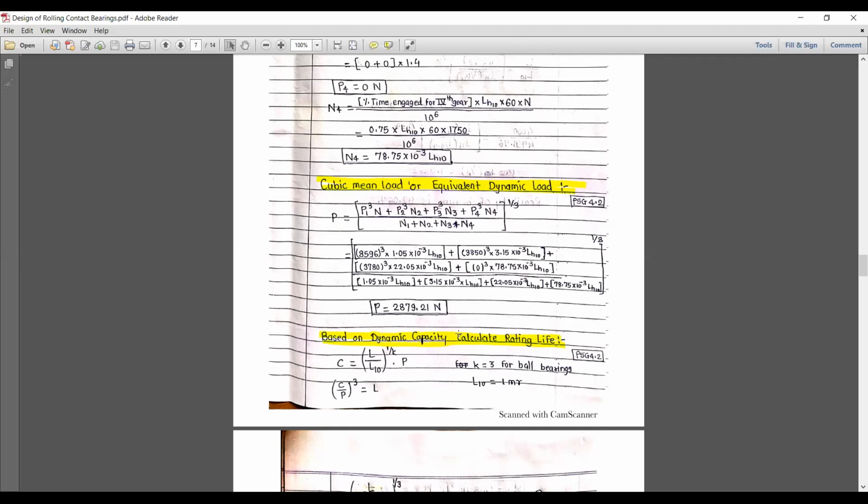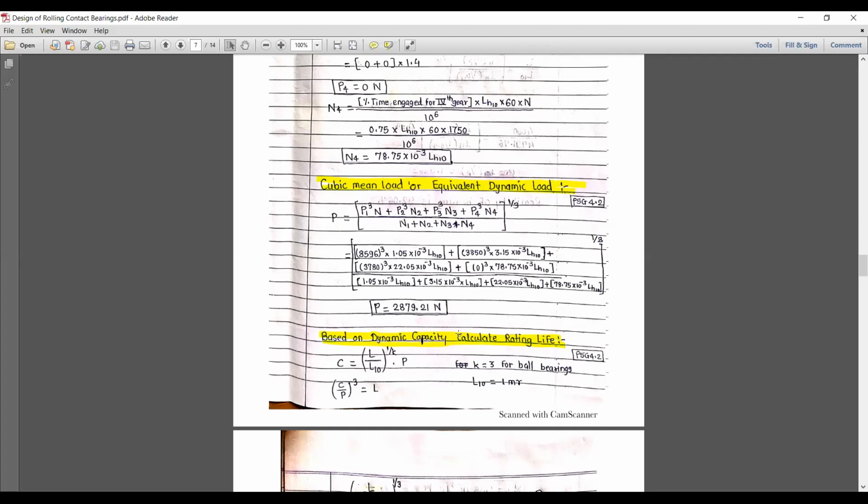Okay, so value of P you can find out, or average equivalent load you can find out. P is equal to 2879.21 न्यूटन. ओके, तो इसका हमने क्या किया, जो एक्सियल रेडियल लोड थे तो इसका हमने एक सिंगल इमेजिनरी लोड बना दिया, रेडियल लोड, which is acting over the bearing. ठीक है, तो ये हमने कैलकुलेट कर दिया.